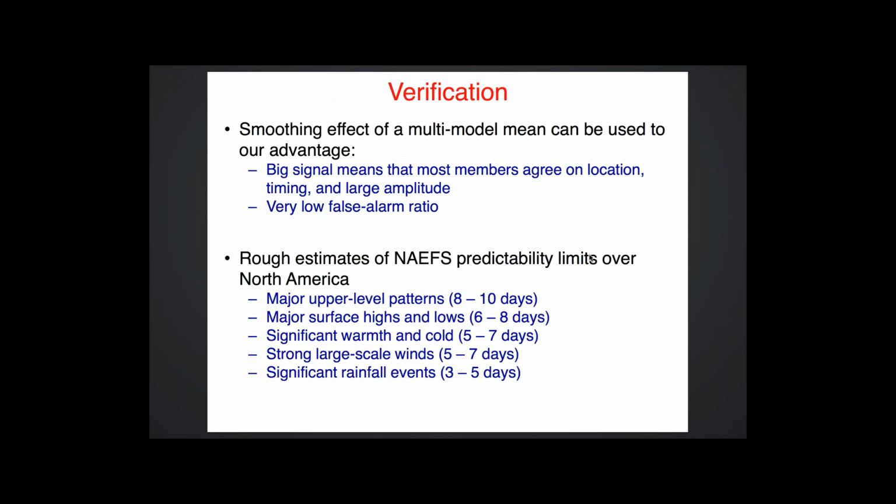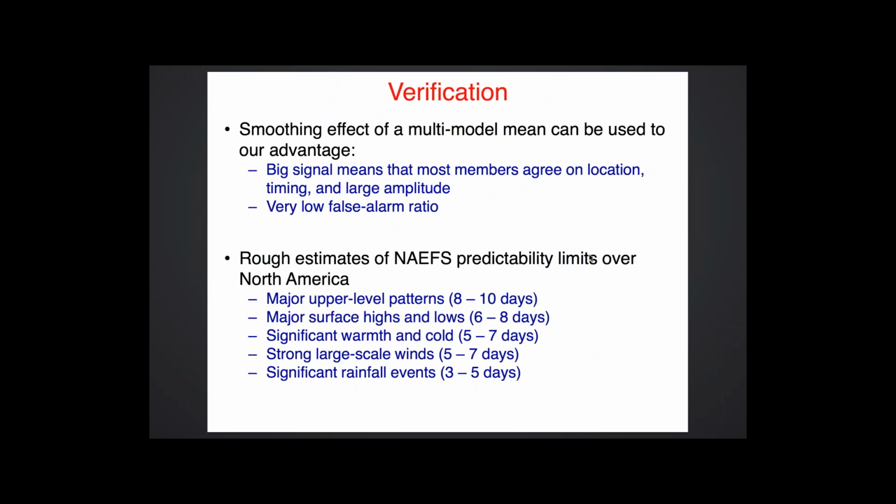So to just summarize the verification information, the smoothing effect of a multimodel mean can be used to our advantage. So a big signal means that most members agree on the location and timing and large amplitude of the event. And we have, the NAEFS tends to have a very low false alarm ratio.